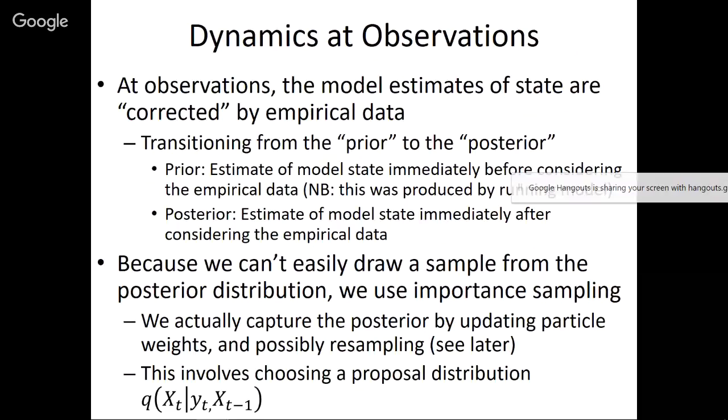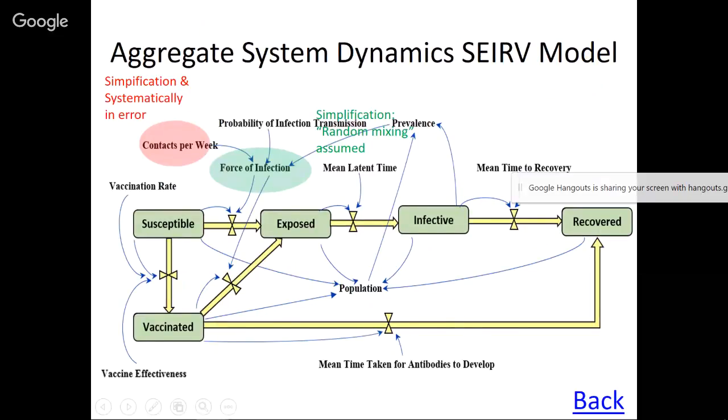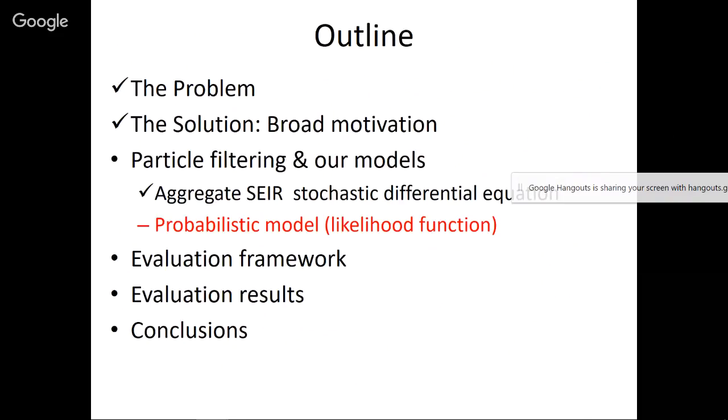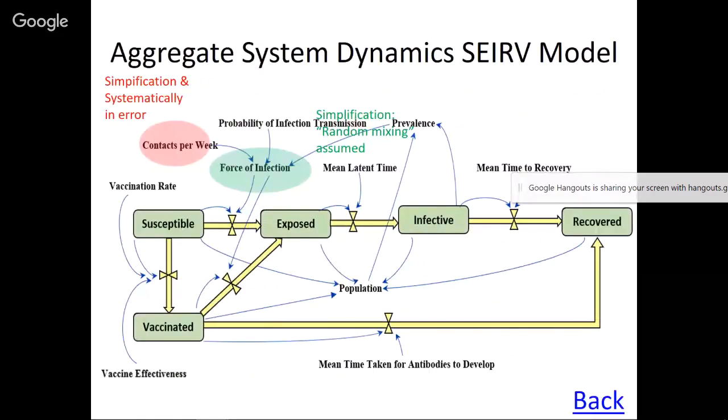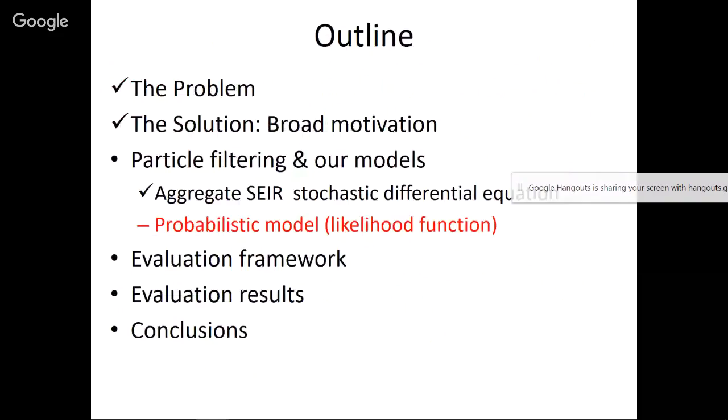Okay, so here we're going to have, at observations, model estimates of state corrected by empirical data. And this is key. Remember, we've run the model between observations. We've run the model just flat out with each particle evolving independently of the other particles. From after the last observation to just before this new observation, we just run this model independently. Each of the particles evolves according to the equations associated with this model, which include some deterministic and some stochastic elements.